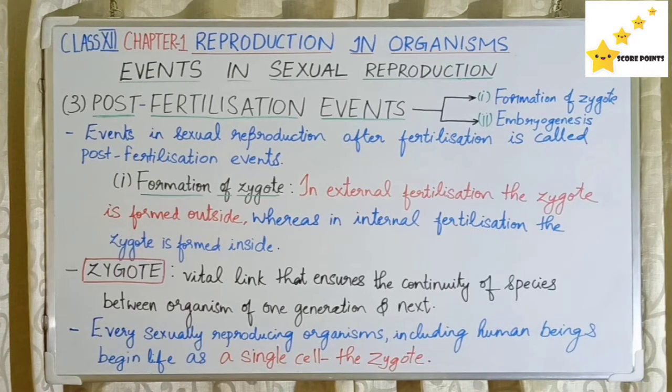We have learned in our previous videos the events in sexual reproduction. There are three events: pre-fertilization events, fertilization and post-fertilization events. Now let's learn about post-fertilization events in detail.